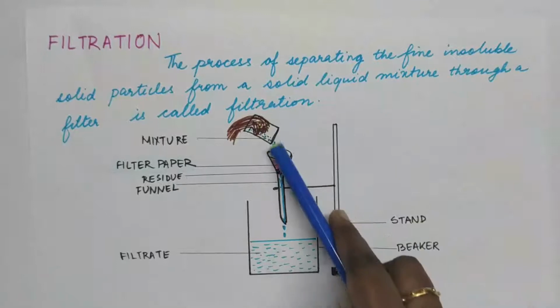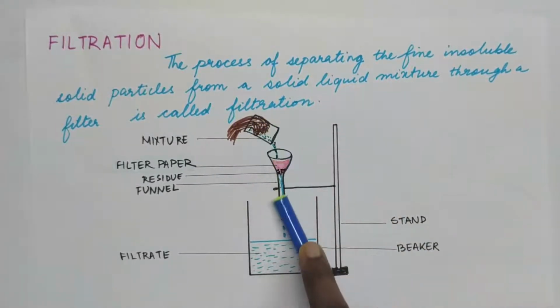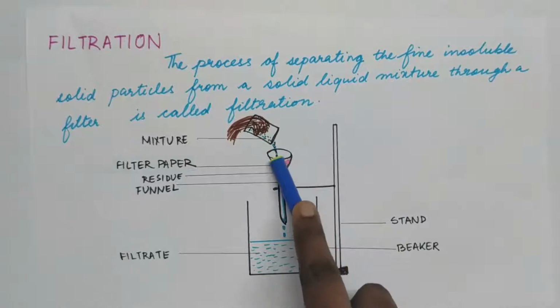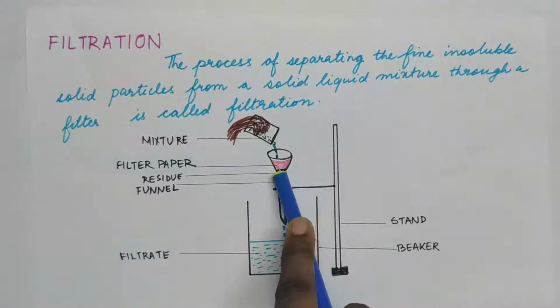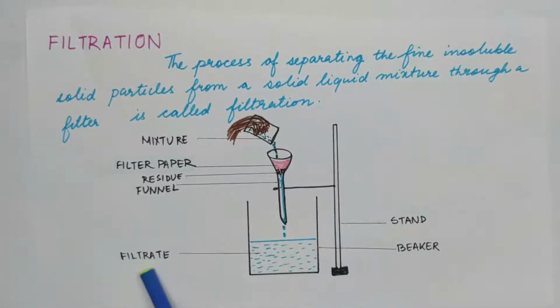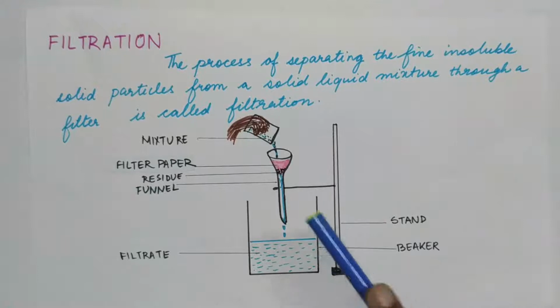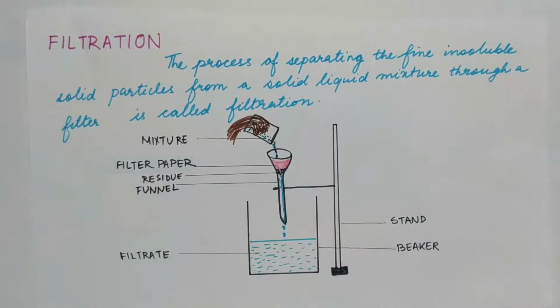So suppose we are holding a beaker with the muddy water and allowing the mixture to pour through the filter paper. Here we have put a filter paper in the funnel. You will see some residue, the solid residue is left here, and the clear water, which is called the filtrate, now is collected in the beaker. So this process is known as filtration. The solid component which is left in the filter paper is called the residue, and the liquid which flows down the funnel to the beaker below is called the filtrate.